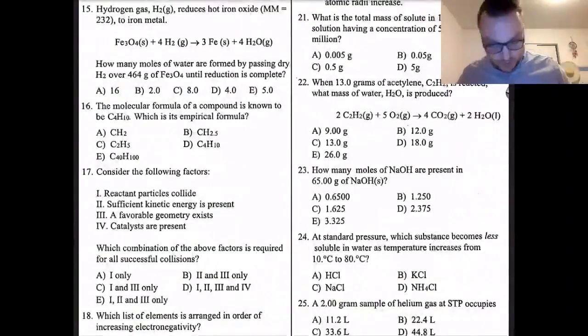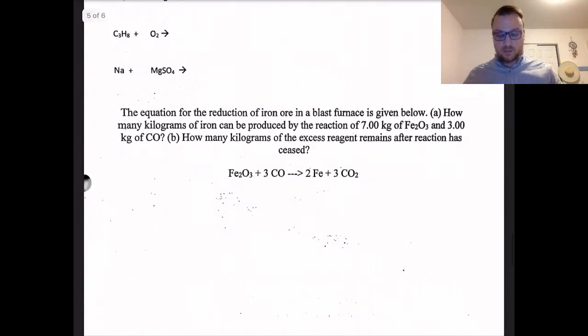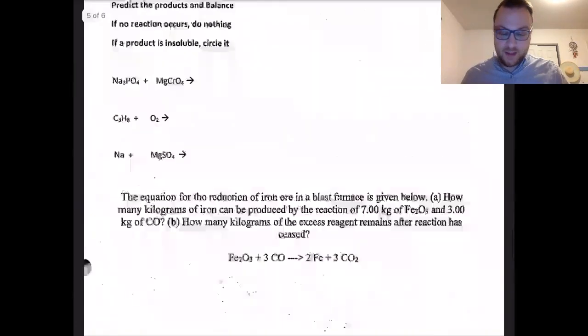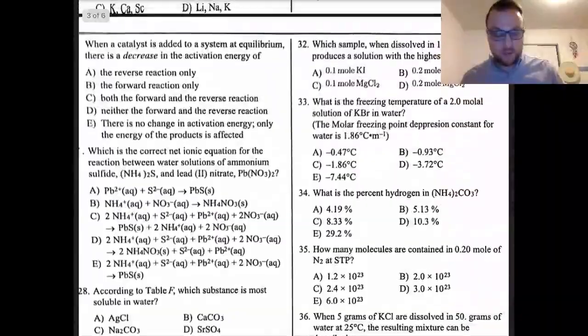I'm going to start with the meaty stuff, the hard stuff, the fun stuff. And then, God, there's a lot of multiple choice. So, I'm not going to do all these multiple choice.